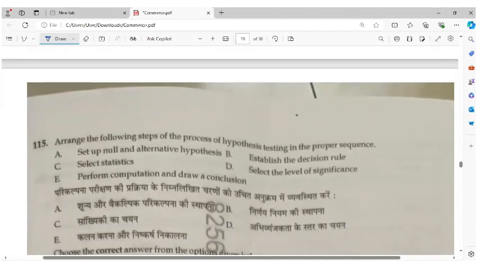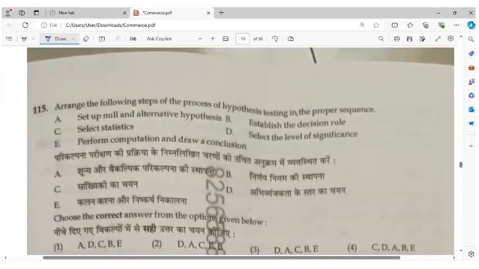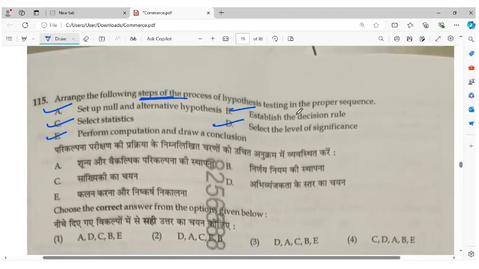The next one: arrange the following steps of the process of hypothesis testing in the proper sequence. First is to set up the null and alternate hypothesis. After that, select the level of significance, which we have already discussed in our lecture, so there is nothing new for you. Then select the statistic, and after that establish the decision rule. Finally, compute your performance. This is the last one, so you can easily get your answer.